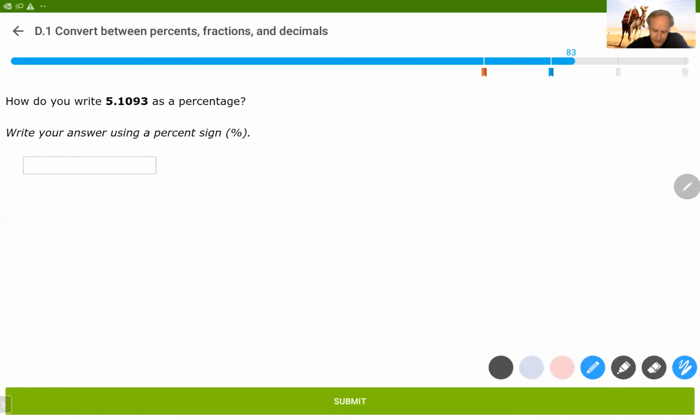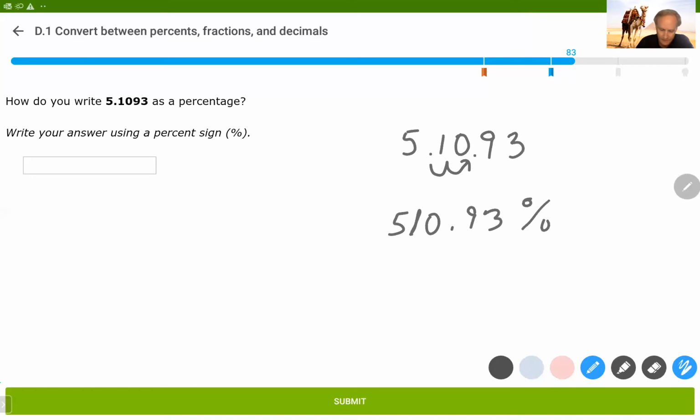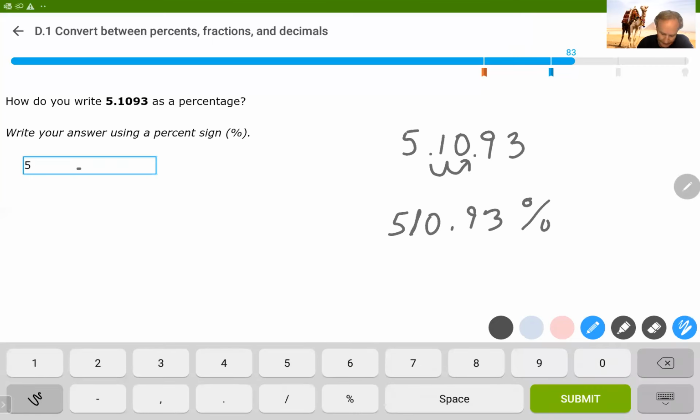Percentage. So in this particular case, we are talking about 5.1093. We know it's 500%. Percent means divided by 100. So in order to change it to hundredths, we have to move the decimal 2 places, if you like. So 510.93%. And they didn't say to round it, so you got to put the whole thing in. Oh, almost forgot the percent.